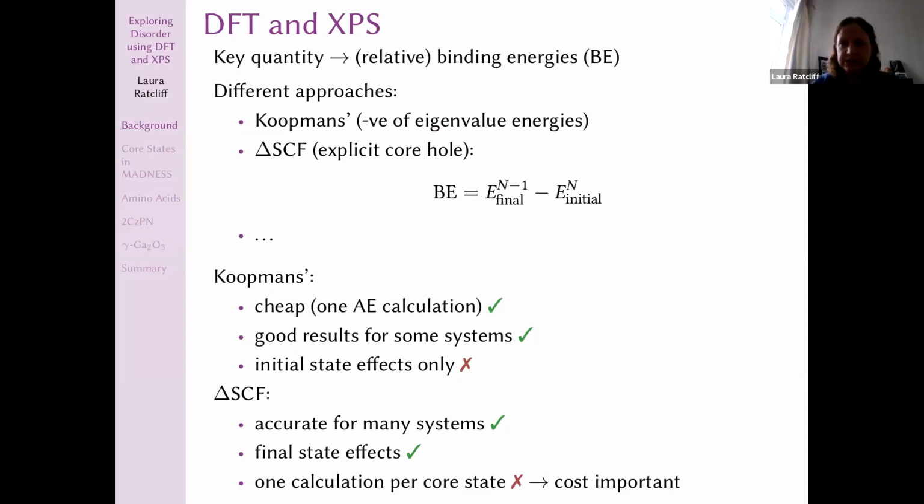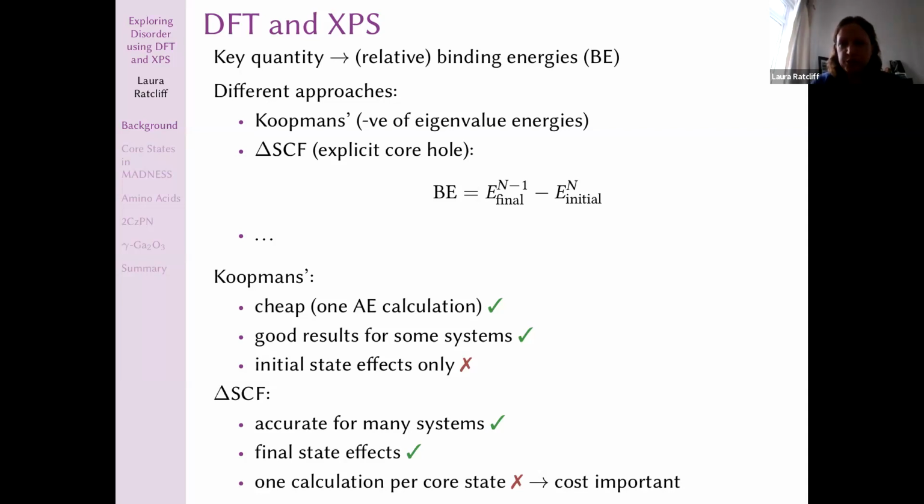Well, our key quantity are the binding energies. In my case, I'm only really interested in the relative binding energies, which makes life a lot easier because the absolute values are much harder to predict. We need to take into account things like relativistic effects, but these more or less cancel out in the relative case, so I'm going to ignore those today.